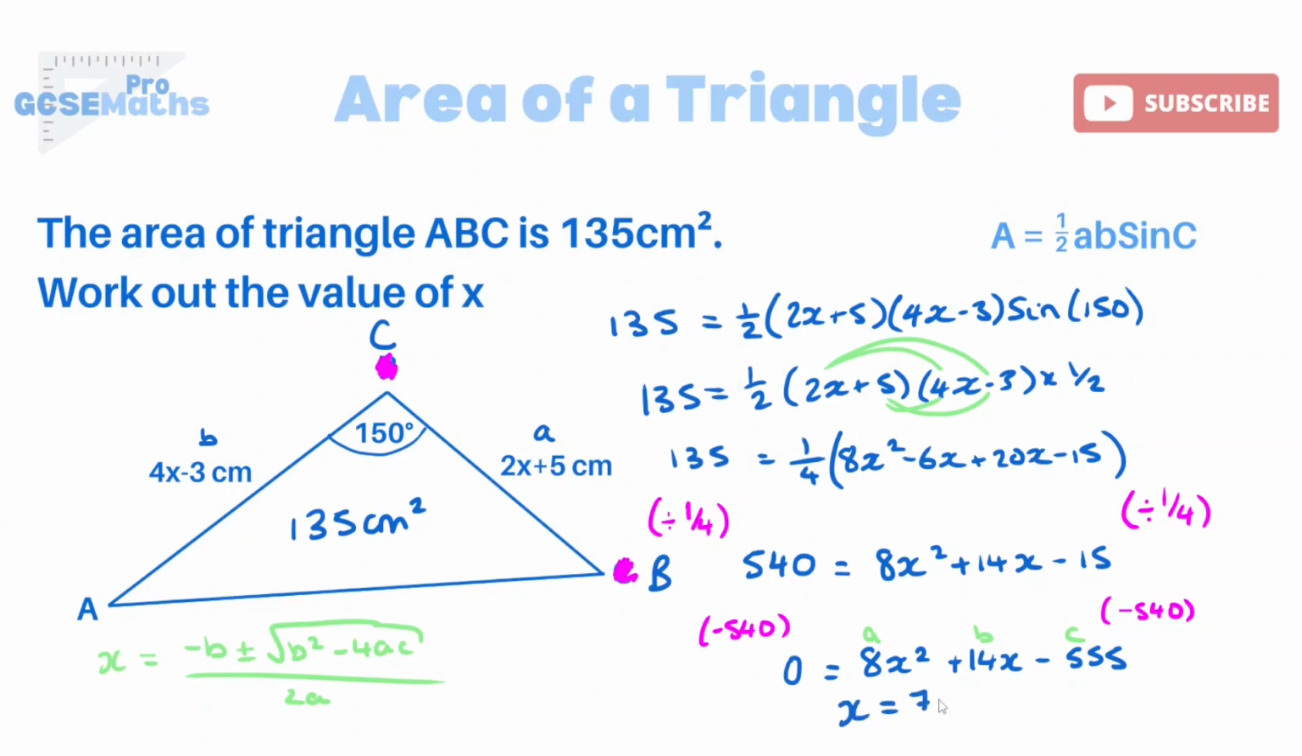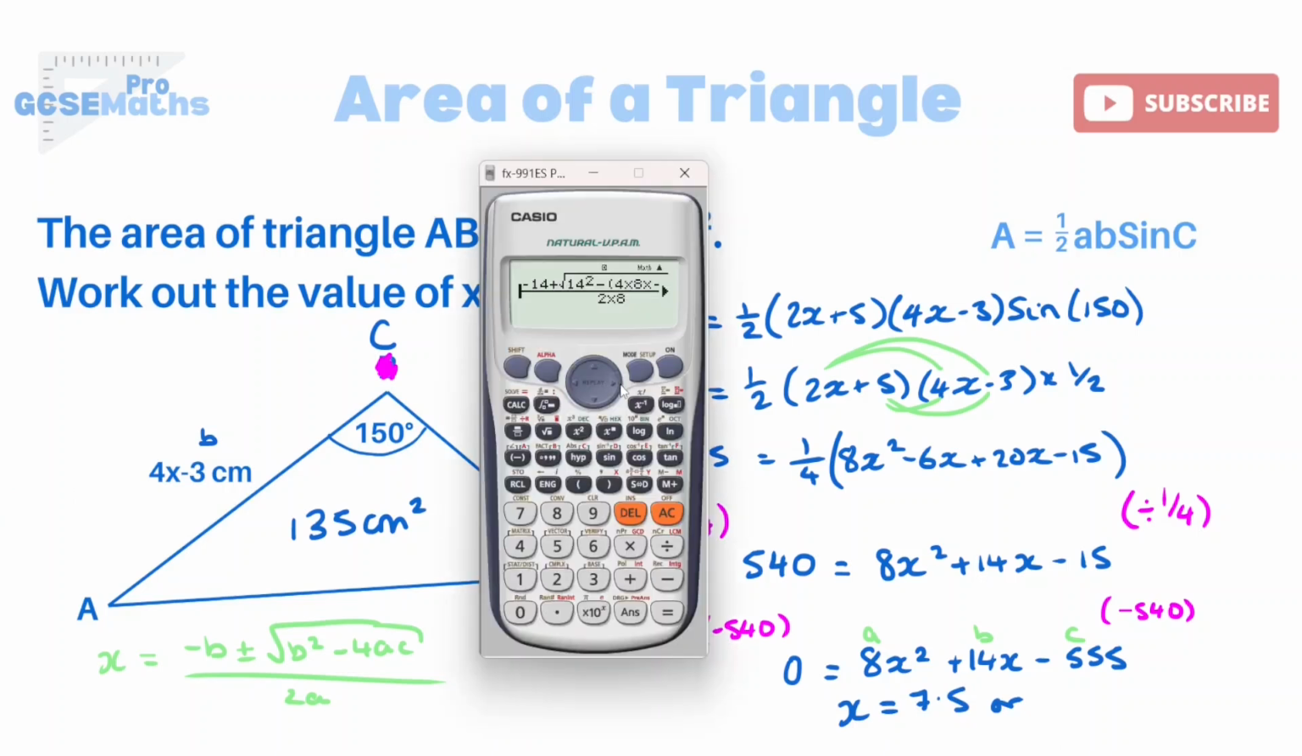So x equals 7.5, or now quadratics, you always get two answers, don't you? Remember when you factorise, you get two brackets. So I have to go back, don't delete it, just use your back arrow, and just change this initial plus to a minus, or vice versa. The other option is minus 9.25.